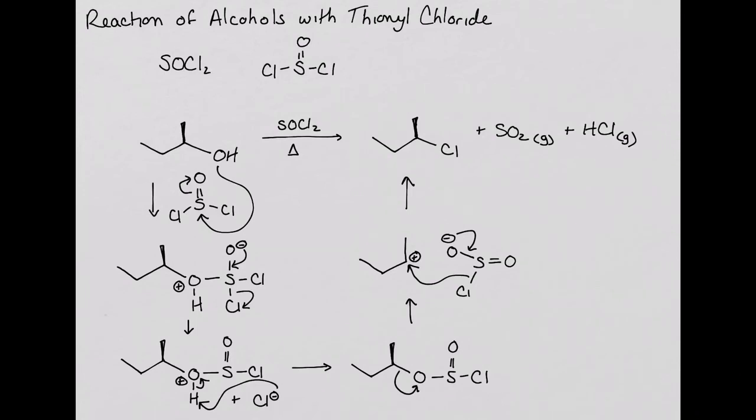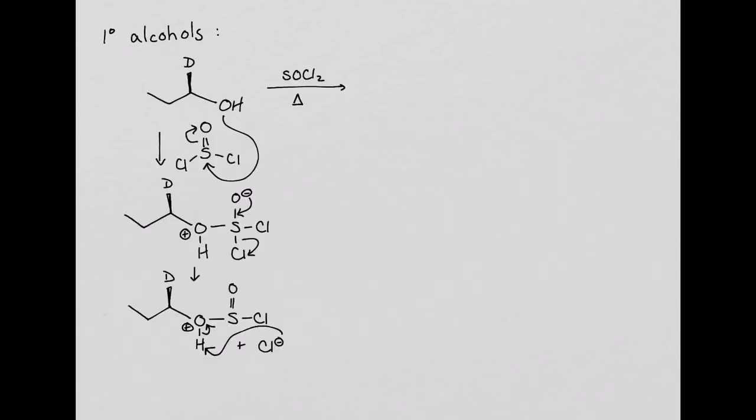If we have a primary alcohol, however, we cannot form a carbocation, so the mechanism looks slightly different. In primary alcohols, the first half of the mechanism proceeds similarly as the one we just looked at. The first step is attack of the alcohol on the thionyl chloride, then reformation of the carbonyl to kick off the chloride, and finally deprotonation of the alcohol to produce the neutral intermediate. It is at this point where the mechanism changes.